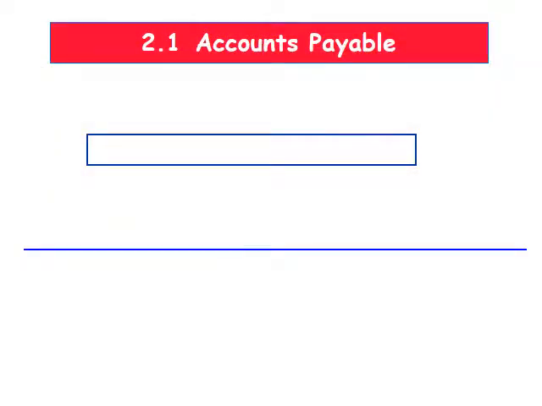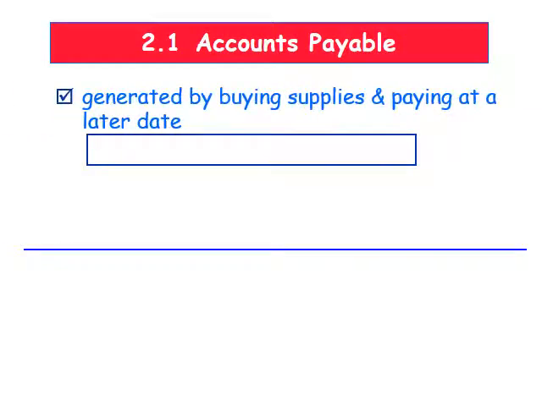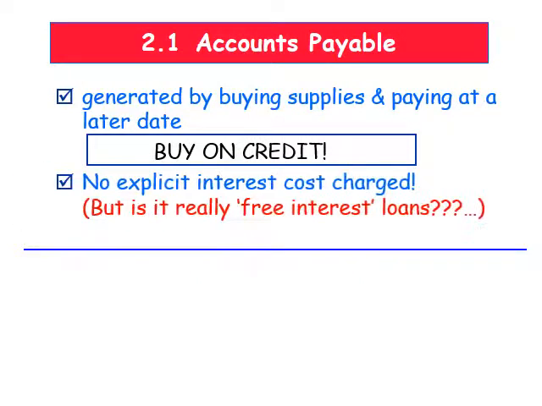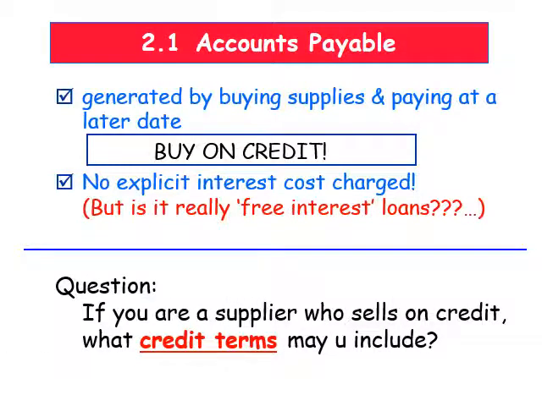Accounts payable, generated by buying supplies and paying at a later date. So this is basically buying on credit. There's no explicit interest cost charged, but is it really a free interest loan? Question. If you are a supplier who sells on credit, what credit terms may you include?